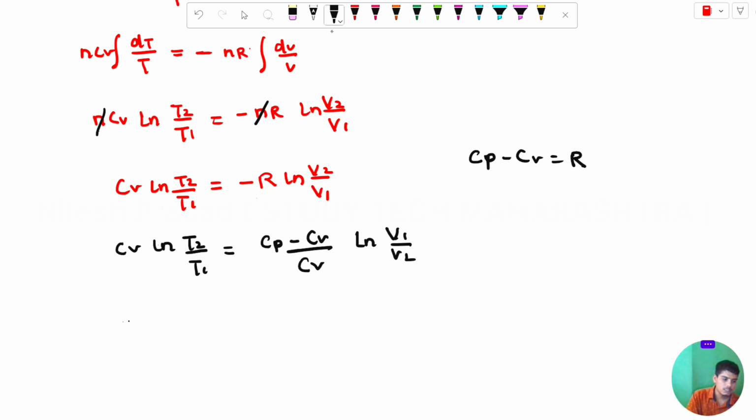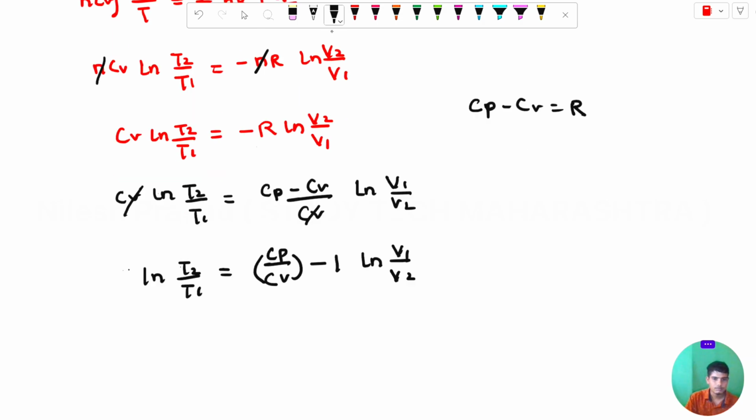The next procedure is you can cut down Cv from here. You can see the Cv and Cv is cutting. Now the value of ln t2 upon t1 is equal to Cp upon Cv minus 1, ln v1 upon v2.